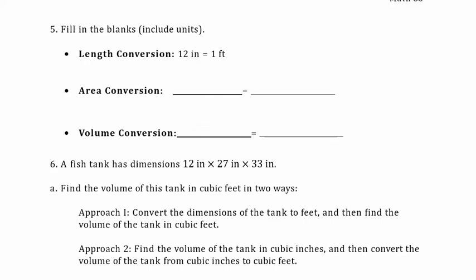All right, so this one we need to square both sides. To get the area conversion, we're going to square. So that's going to give us 144 square inches is 1 square foot. To do the volume conversion, we're going to cube both sides. So 12 to the 3rd power is 1,728 cubic inches in 1 cubic foot.